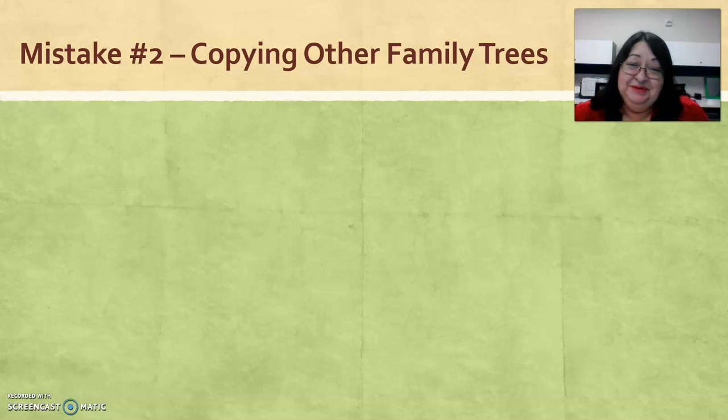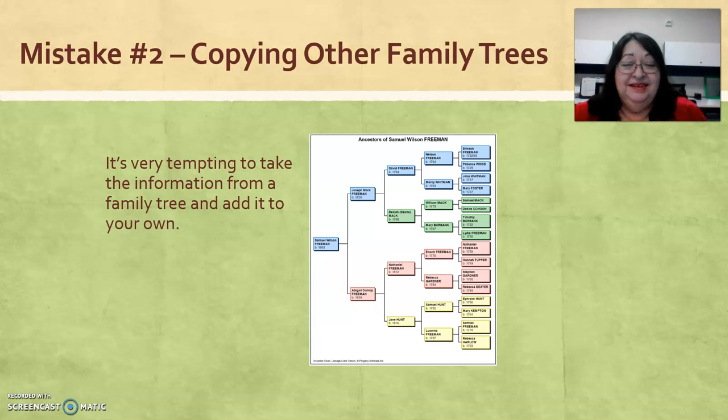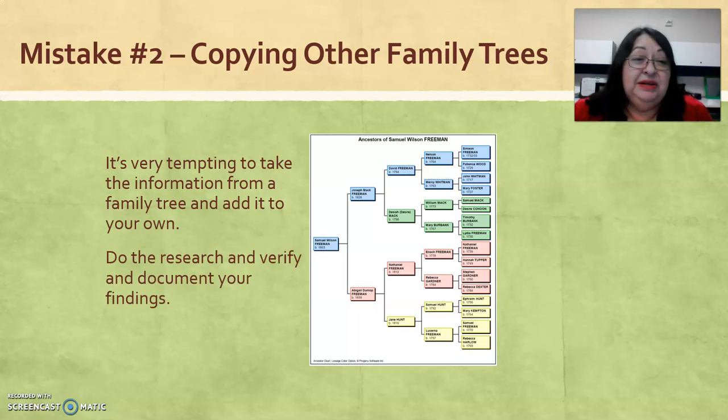Another big mistake we make is copying other family trees. It is very tempting to take that information that we see on someone's tree and add it to our own. Sure, they might be right, but make sure that you verify that information. It is very tempting. I look at it all the time, but I always wonder, how can I verify that information? Is their information correct?